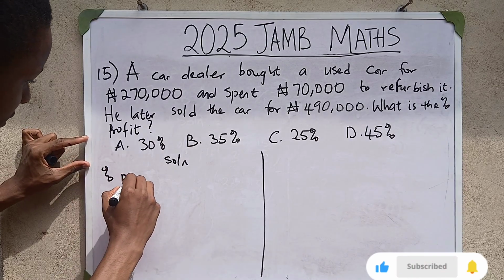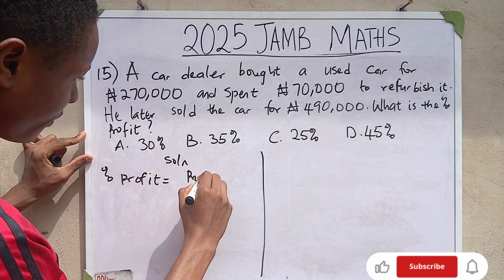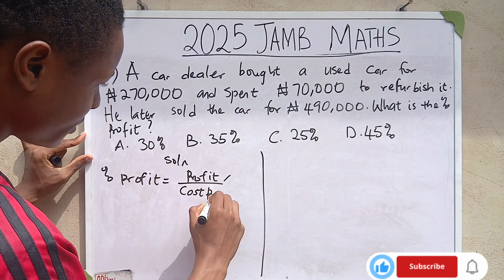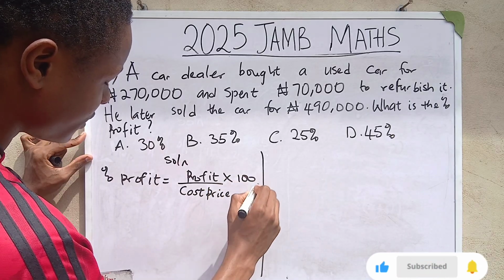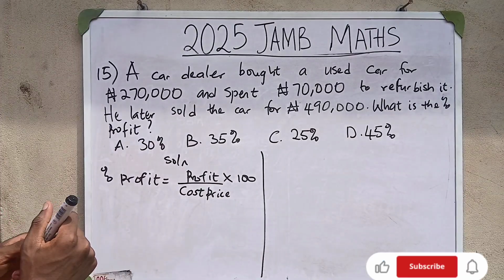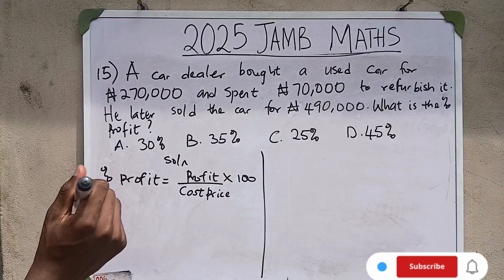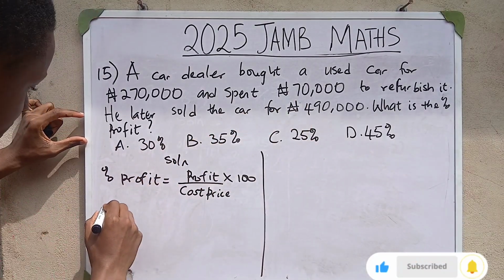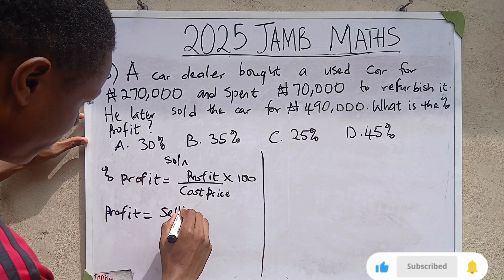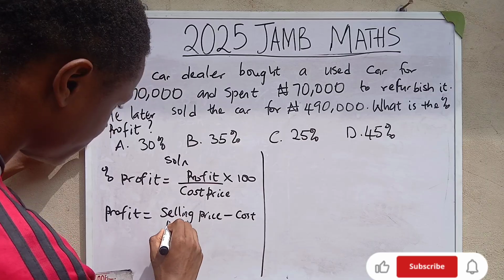Percentage profit is profit over cost price times 100. So this is the formula for percentage profit. Now let's find the profit that he made. The profit is selling price minus cost price.